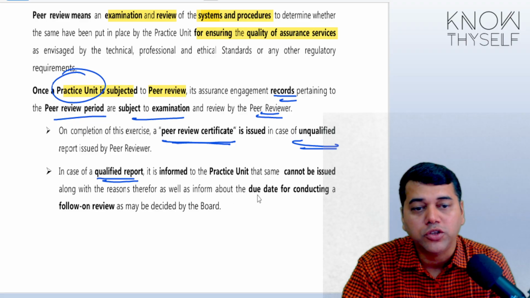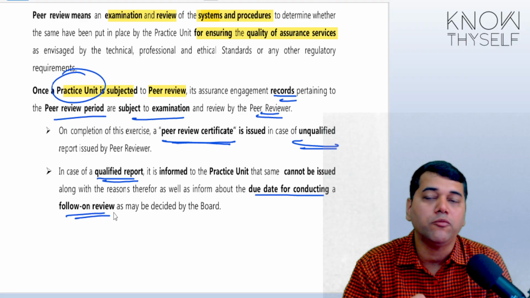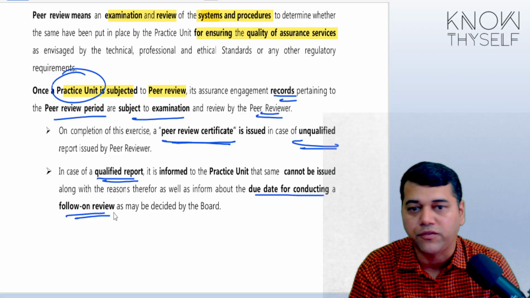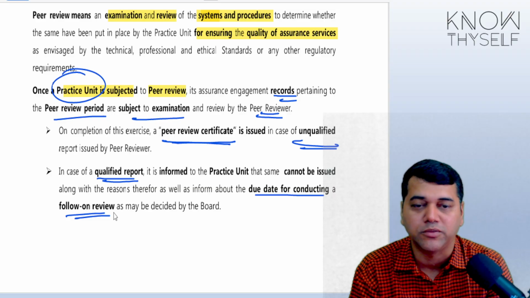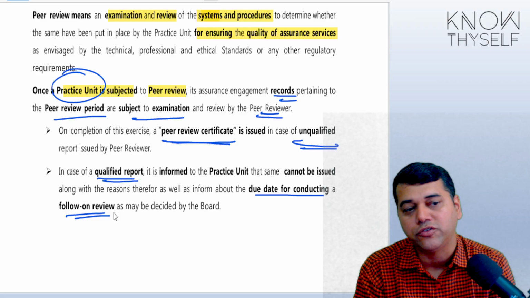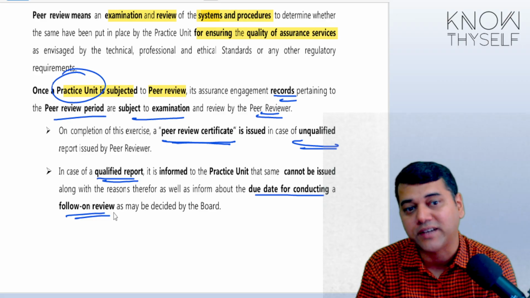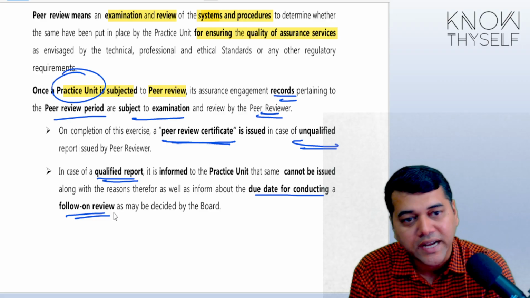Therefore, inform about the due date for conducting follow-on. That means if I am going to issue a qualified opinion, we will not issue it. Instead of issuing a qualified opinion that this system is not proper, that system is not proper, we will tell the practicing unit, look, these are all your deficiencies, please correct them, call me again. I'll come again and check.